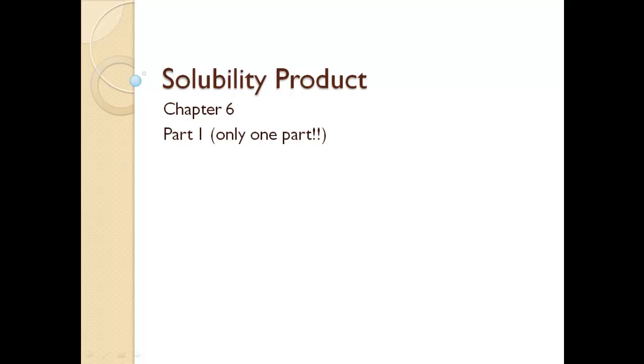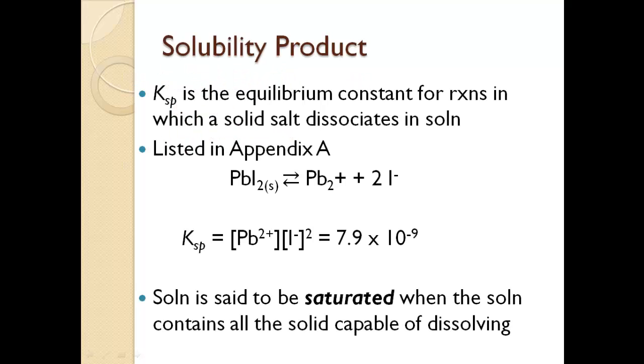Alright, let's get started. So Ksp is the equilibrium constant for reactions in which a solid salt dissociates into solution. SP stands for, obviously, solubility product. So again, we already know what equilibrium constants are. Now we know what the symbol is for a reaction that actually has a salt that's dissociating into solution. That's called the Ksp.